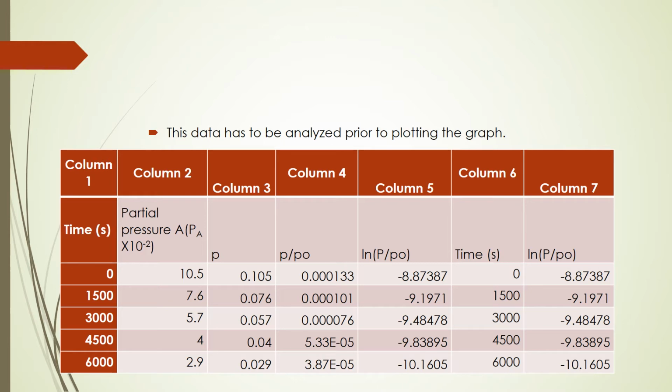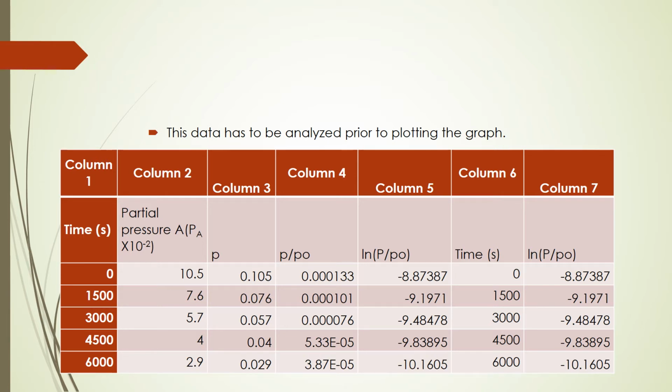Our final target is to plot ln, in this case since it's partial pressure, ln P over P naught versus t. Let's see column 1. In column 1, we have time from 0 to 6,000 seconds, so we have several data there. Since the x-axis is time, we don't do any treatment to it, so we just take it as it is. For the time, we do not do any adjustment.